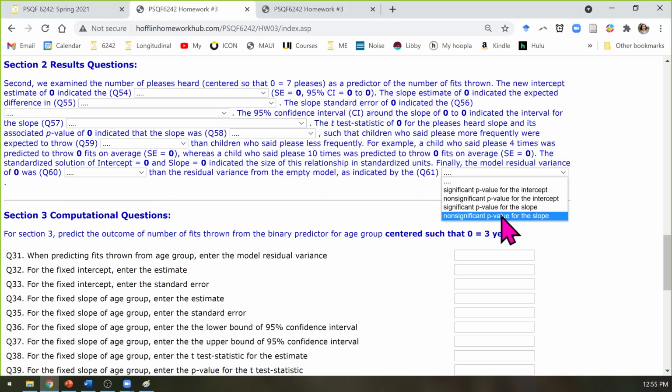And the reason for that is the earlier model had the intercept also. So the intercept stayed constant. What separated the model in section 2 is the addition of a slope for a new predictor. So if the residual variance changed, it had to be because of the addition of that new slope.